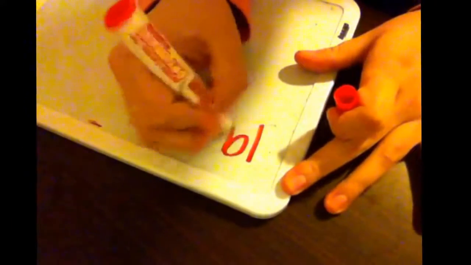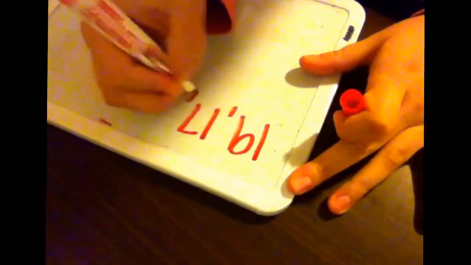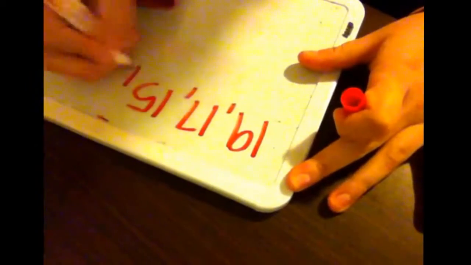Now let's say we have the numbers 19, 17, 15, and 13. We're going down here, so that means that we're decreasing.